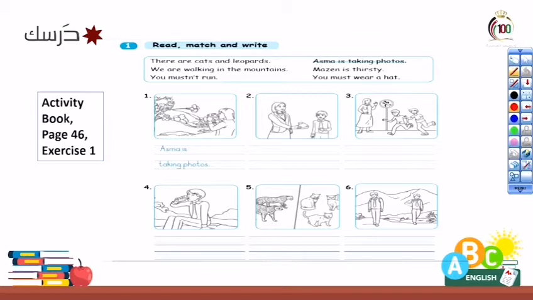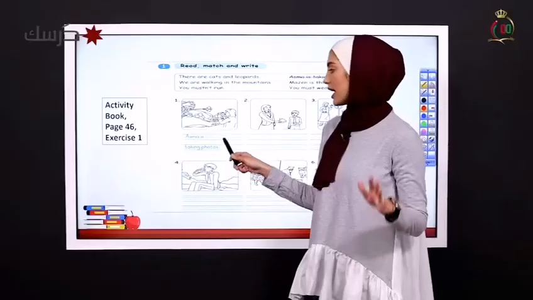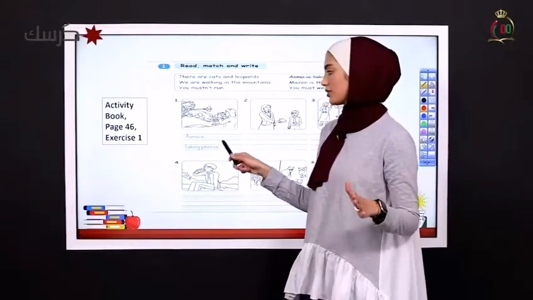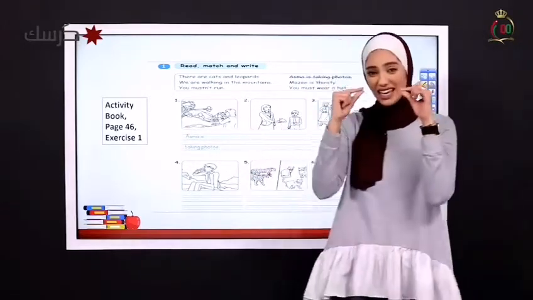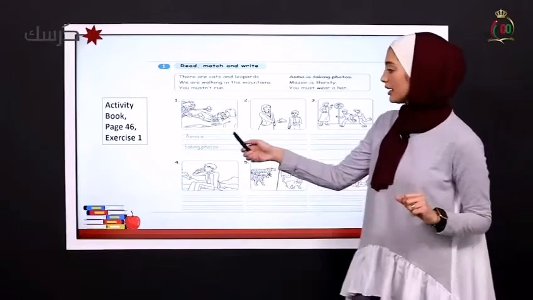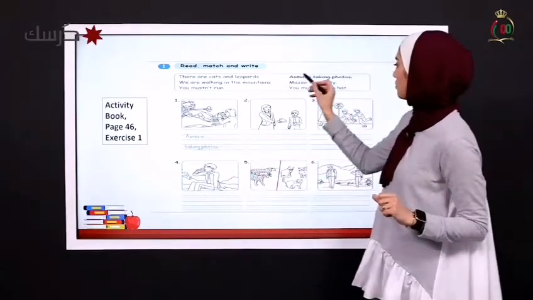Now look at picture 1. It's done for us. Asma is taking photos. You can tell that Asma is taking photos. So we write the sentence and we cross it out.